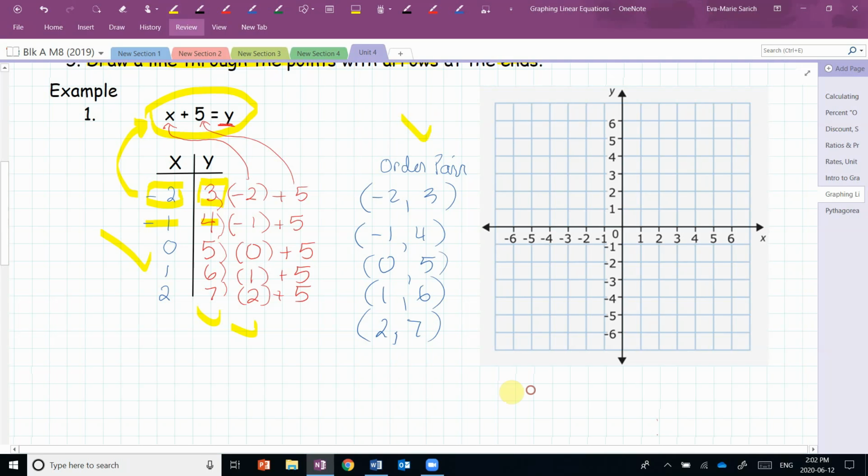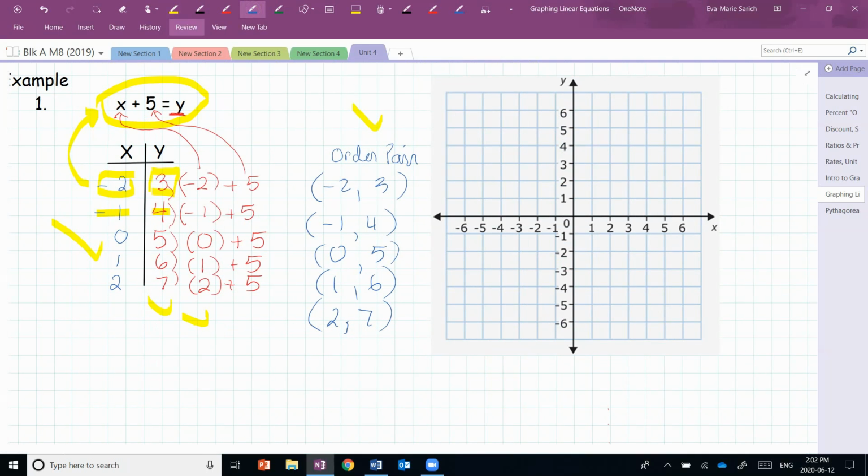The next thing we need to do is graph those ordered pairs. So remember, x goes first, which is left and right, and y goes second, which is up and down. Okay? So in our first ordered pair, we're going to go left to -2, and then we're going to go up to +3. There's our first point. The second point, we're going to go left 1, and we're going to go up 1, 2, 3, 4.